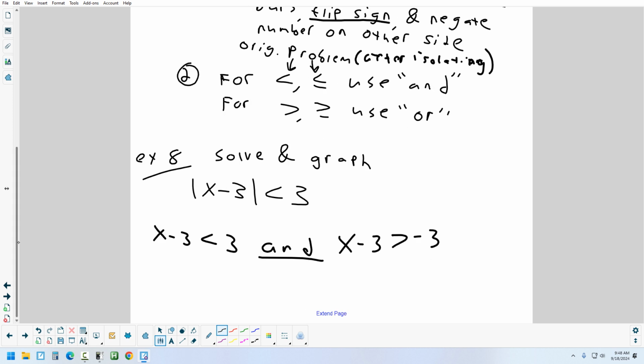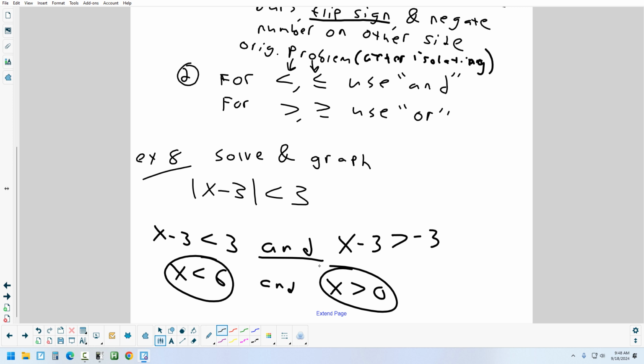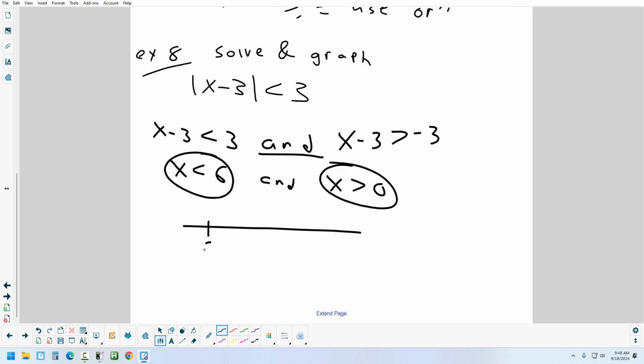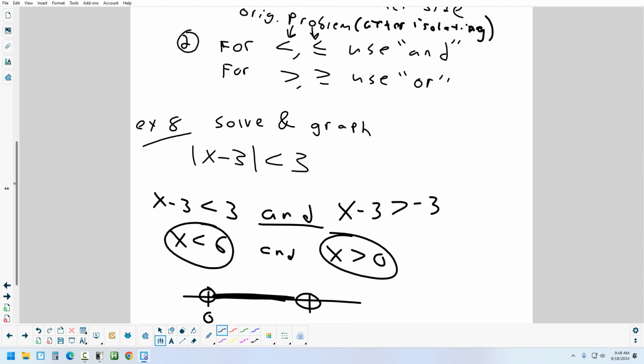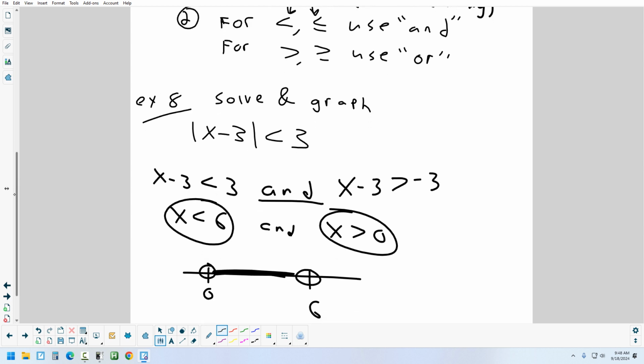All right, and now we just solve it. So x is less than 6, and x is greater than 0. That's pretty much all there is to solving an absolute value inequality. Graphing it. Oh, I didn't do that. So it says it has to be less than 6 and greater than 0. So any question on solving an absolute value inequality?